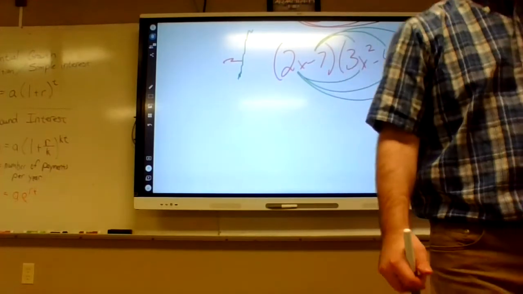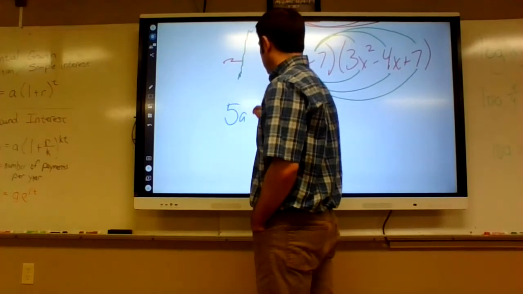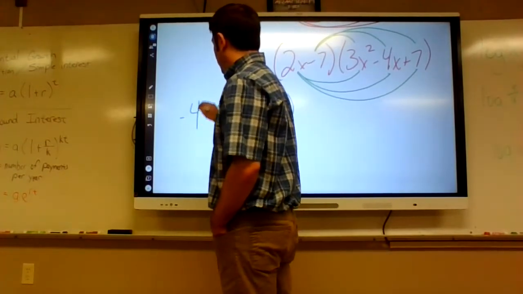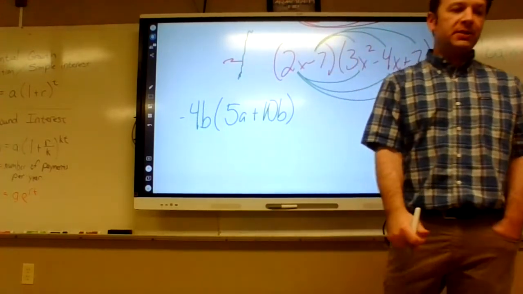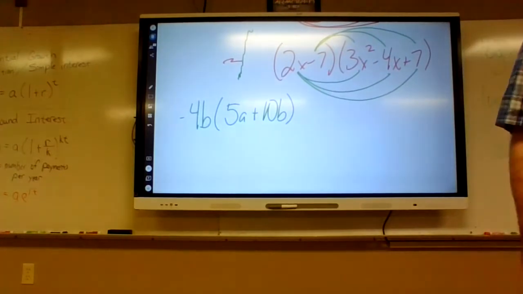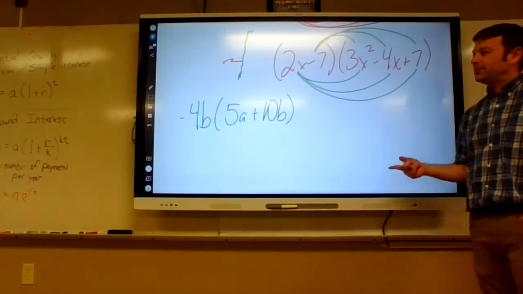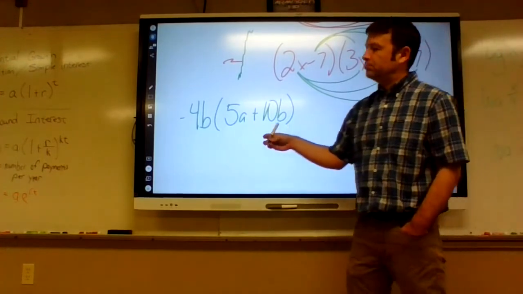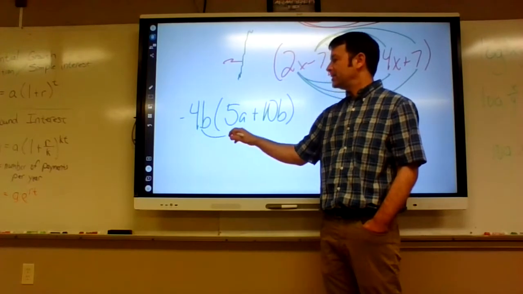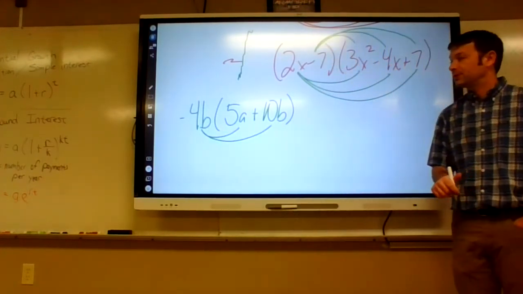5 is 5a plus 10b times -4b. Okay, they did not write the problem like this. They wrote it vertically. But that's basically what's happening. We need to do -4b times the top polynomial, 5a plus 10b. So it's just distributive property, because it's just 1 term times both of those terms.